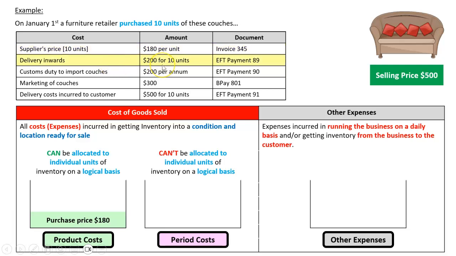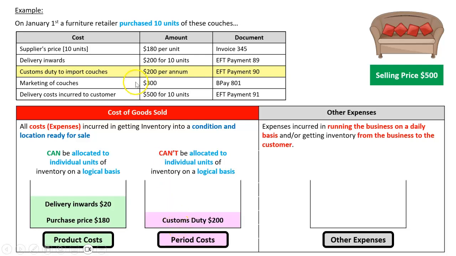That was $200 for 10 units. That is definitely required to get inventory in a condition and location ready for sale. We can't sell it unless it's been delivered to us. And it's $200 for 10 units, so pretty logically we can allocate that at $20 per unit. Customs duty is definitely required to get inventory in a condition and location ready for sale. The problem here is this charge of $200 is per year, and we don't know, did we buy couches in other months, how many did we buy, and so forth. So we just can't logically allocate that one to each unit, so we're going to put that in as a period cost.